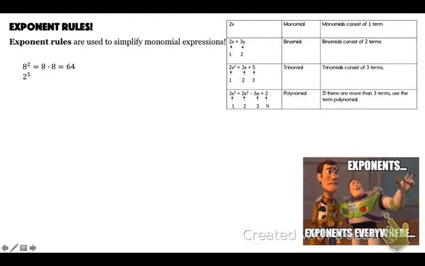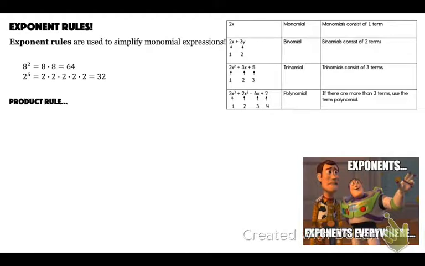Okay. So, say we did 2 to the 5th. That would mean we have 5 2s multiplying together. So, that's going to be 2 times 2 times 2 times 2 times 2. Which would be 2 times 2 is 4, times 2 is 8, times 2 is 16, times 2 is 32. So we can simplify 2 to the 5th to just become 32.